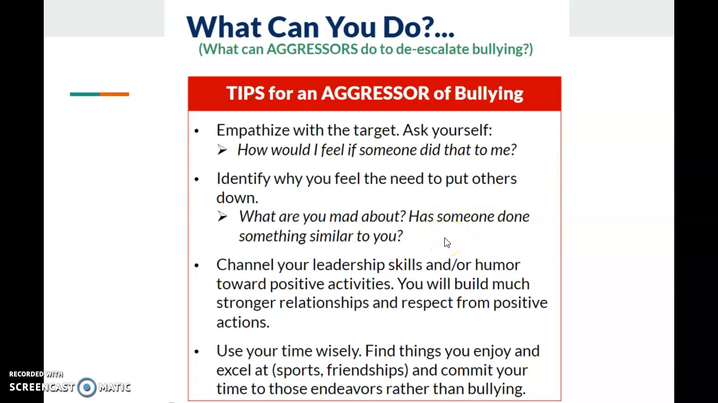Now, if you're the bully yourself: empathize with the target. How would you feel if someone did that to me? Identify why you feel that way. What is the problem? Why do you feel like you have to put other people down? Is it to get your own sense of self-worth? There are all sorts of different social psychological reasons as to why bullying happens. Channel your leadership skills towards positive activities, and use your time wisely to do other things than bully people. Go play sports, go play video games, whatever. It's not worth your time or anyone's time to bully.